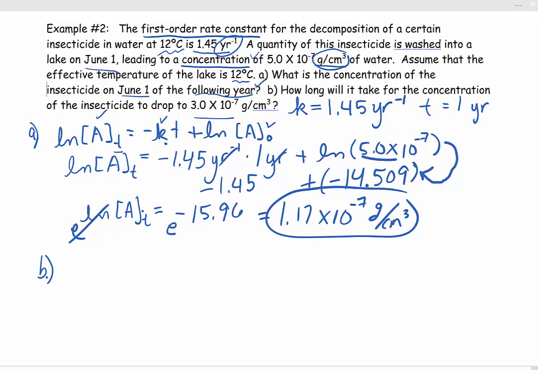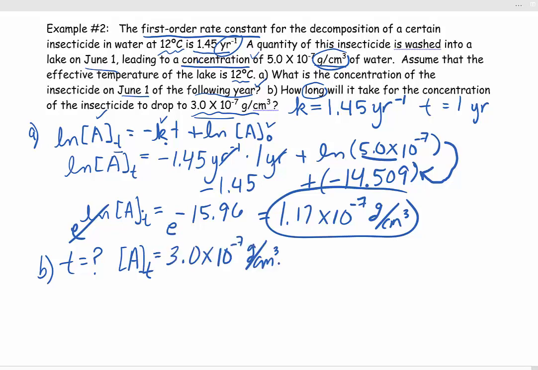So in this case, we're being asked something slightly different. First of all, it's saying how long, and so our unknown here is, of course, time. What amount of time will it take for the concentration to drop to this concentration here? And so that's going to be which A? Is that the initial, or is that A at some time t later on? That's going to be A at some time t later on.